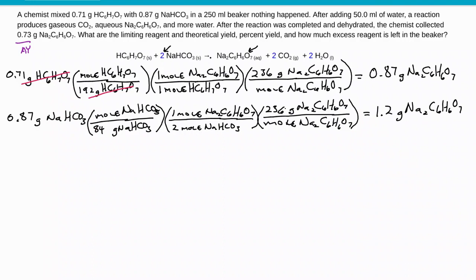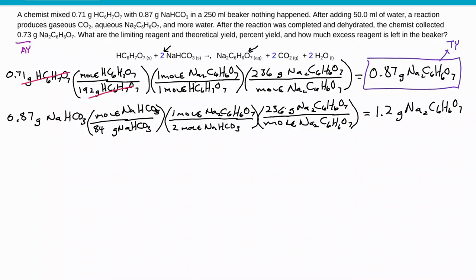We know that 0.87 grams of the baking soda will produce 1.2 grams. Well, what's in the beaker is 0.71 grams citric acid and the baking soda 0.87 grams. We're not going to get any more from the 0.71. So therefore, the smallest value is our theoretical yield. If everything was ideal in a chemical reaction, no interference from other molecules or anything, theoretically we would produce only 0.87 grams of the disodium citrate.